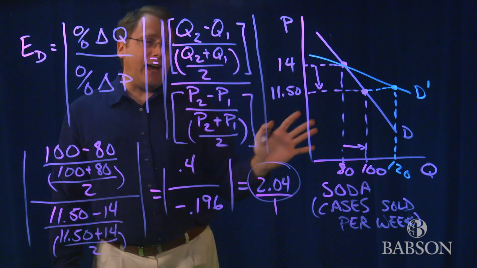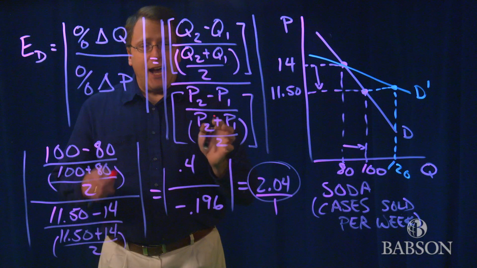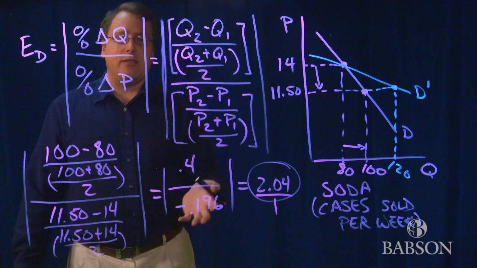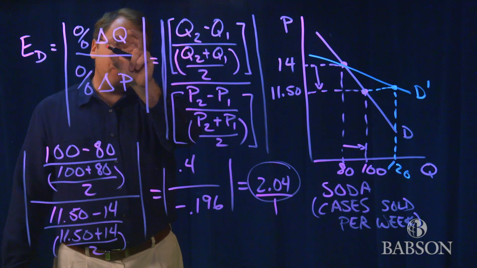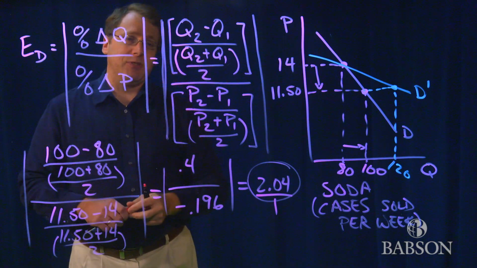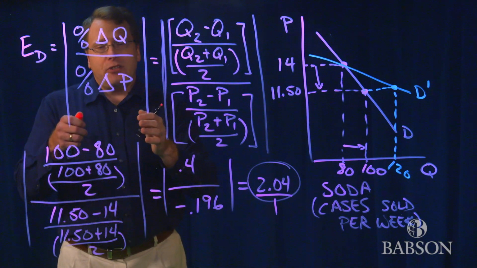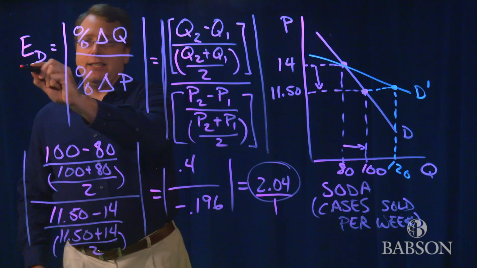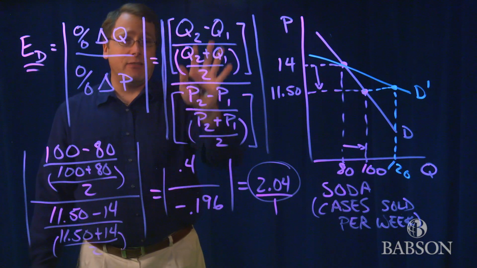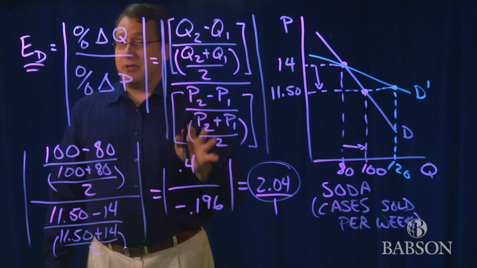So now that we have the formula down, after this, we should take a look at, well, why do we do things the way that we do? Right? Why are we using percentages? Why are we using the midpoint? Why are we taking absolute value? And what we'll do is we'll look at the underlying idea behind the price elasticity of demand and come up with some benefits that we get from doing things this way.